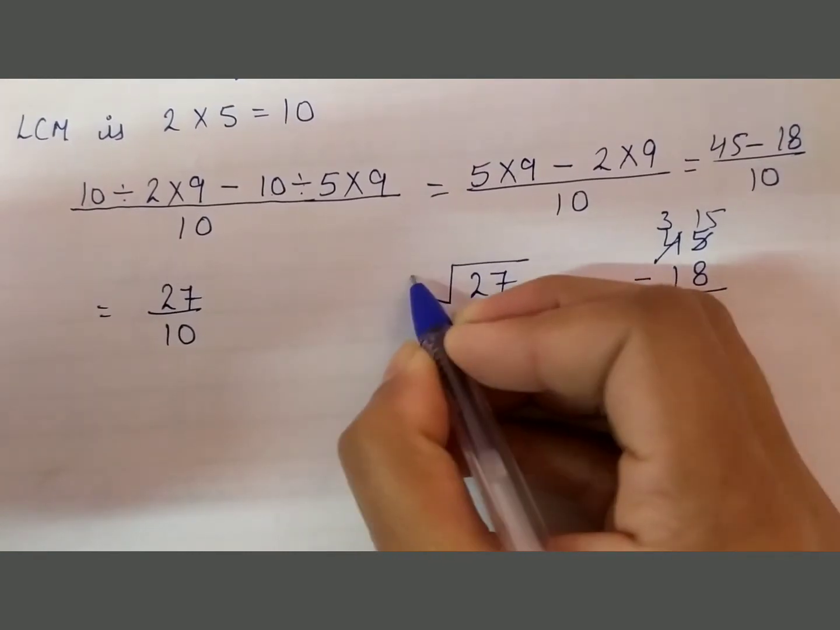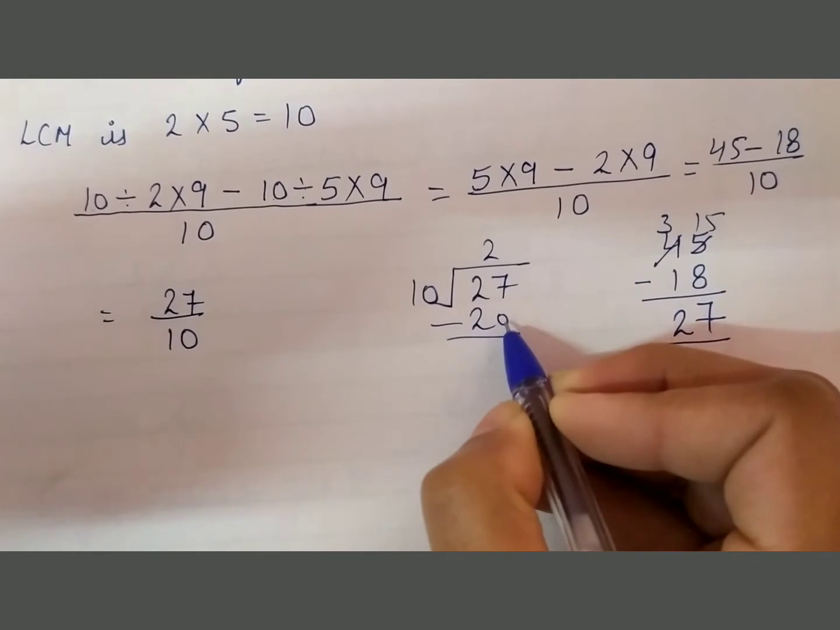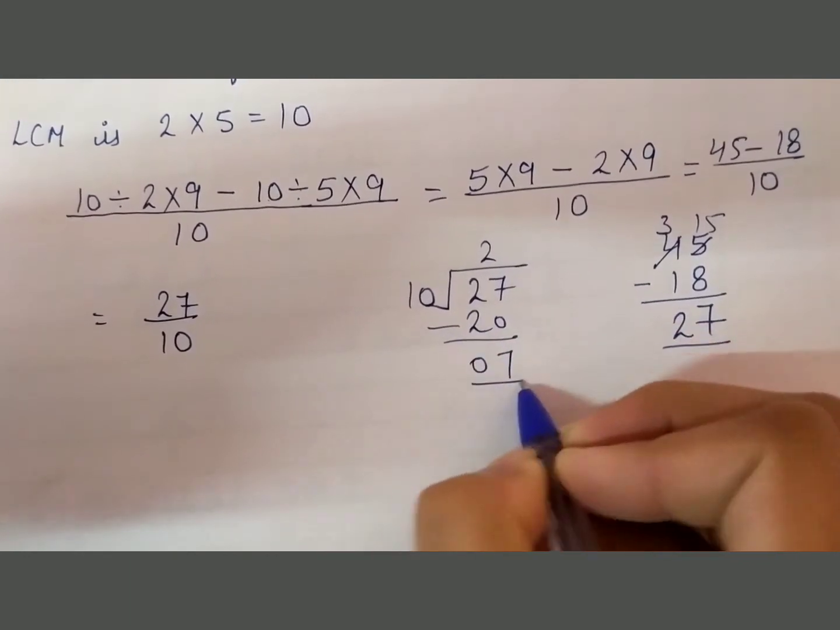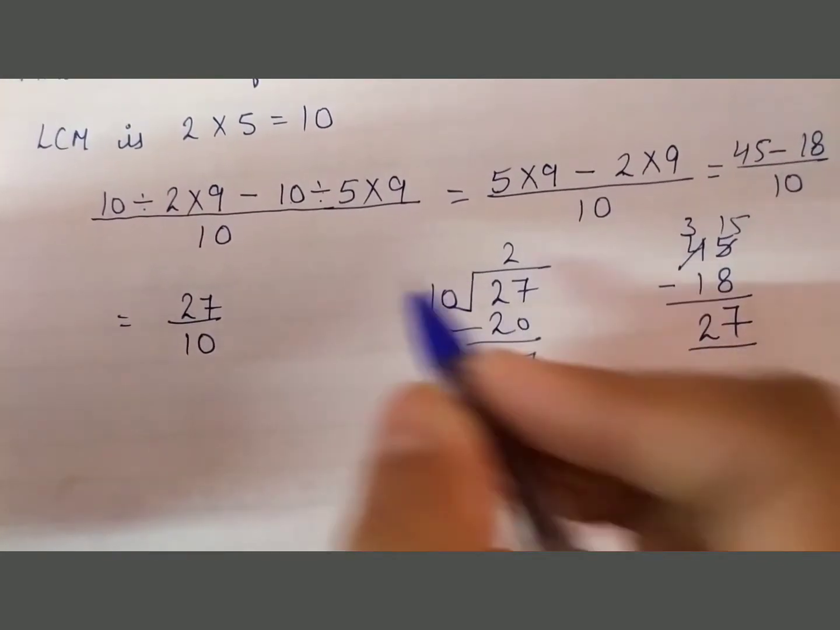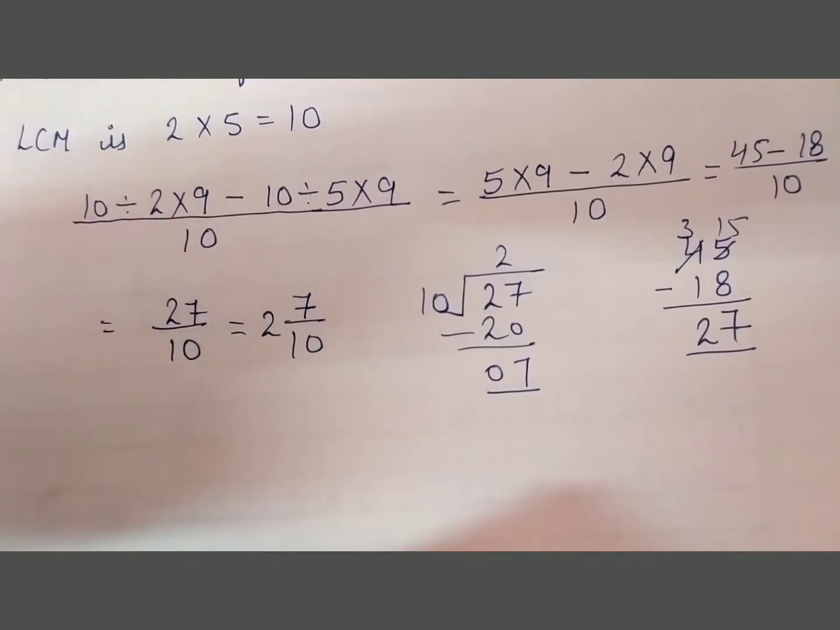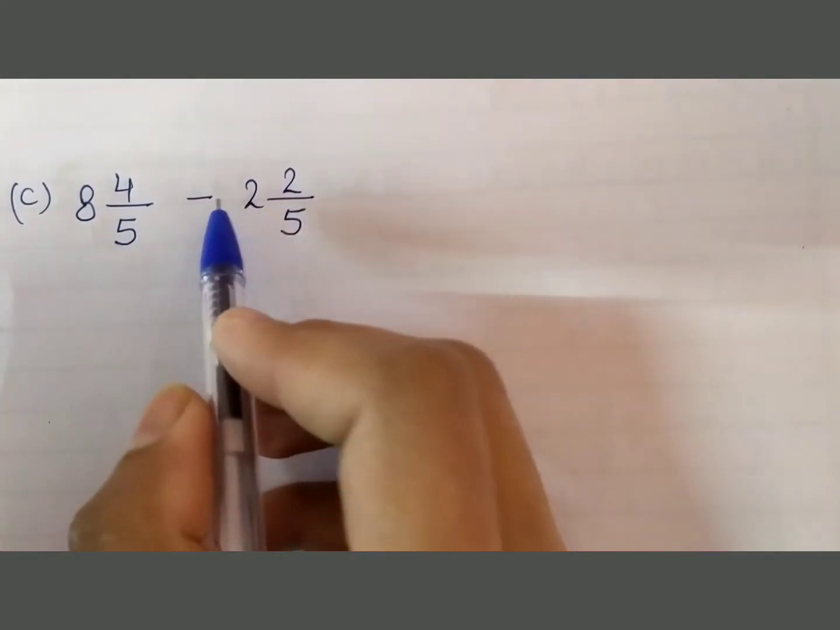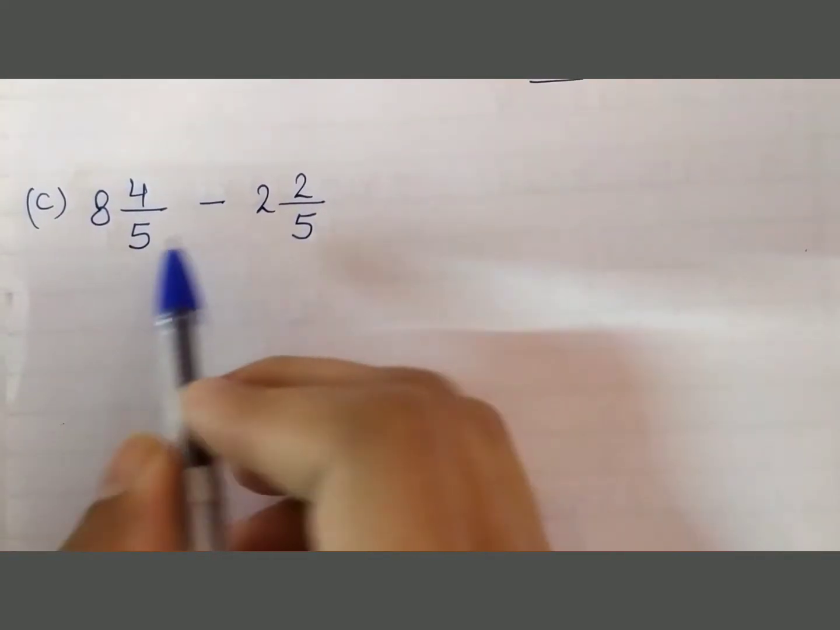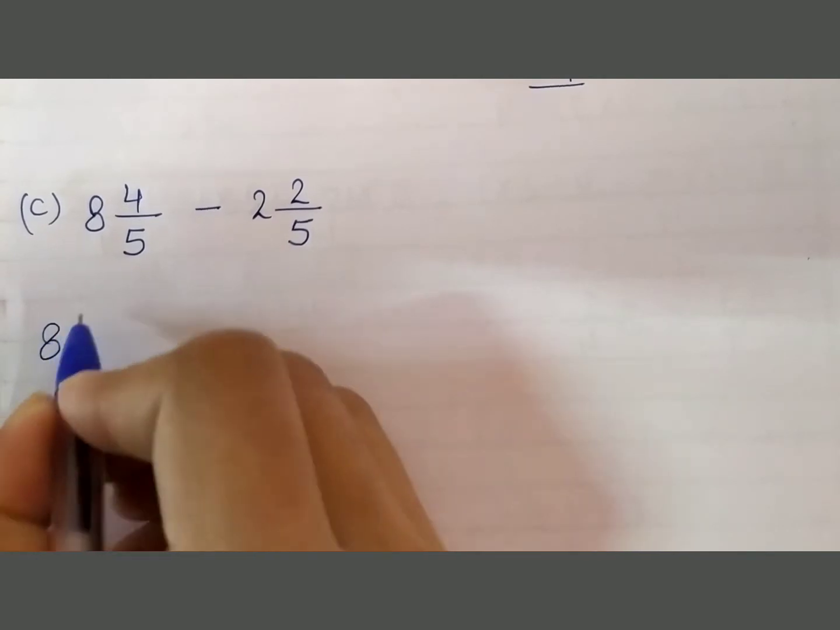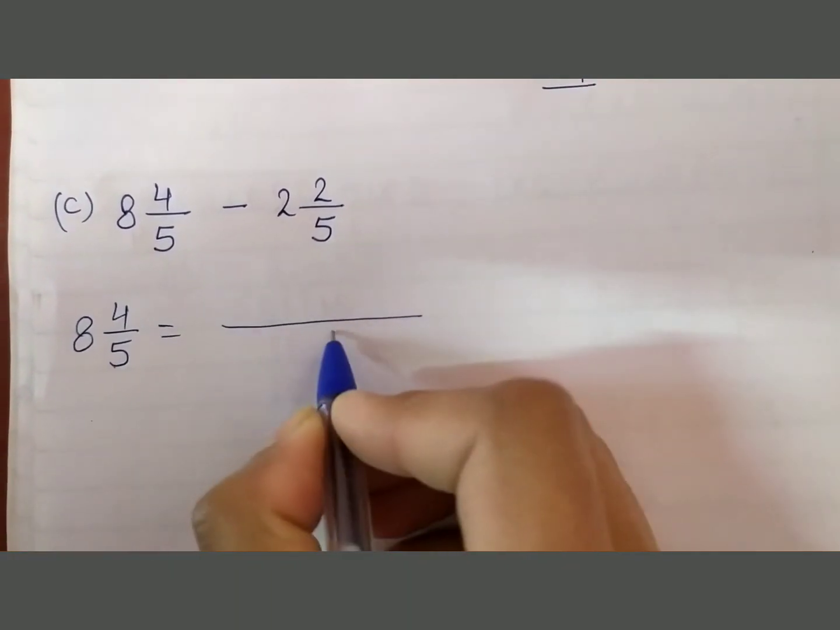Change into mixed number. 27 divided by 10. 10 twos are 20. 7 minus 0, 7. 2 minus 2 equal to 0. Write in mixed number. That is 2, 7 upon 10. Okay. Next question is 8 4 upon 5 minus 2 2 upon 5. Firstly change into improper fraction. So let's write 5 as it is in the denominator.